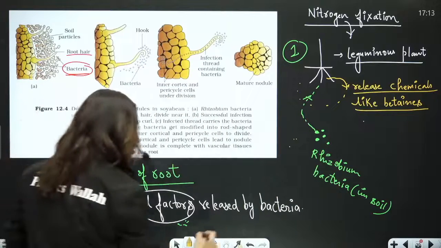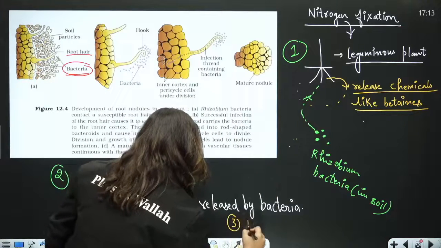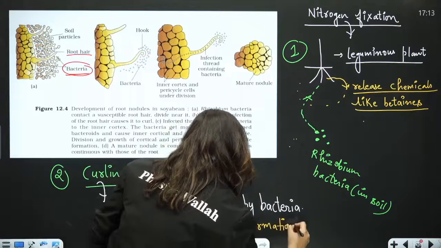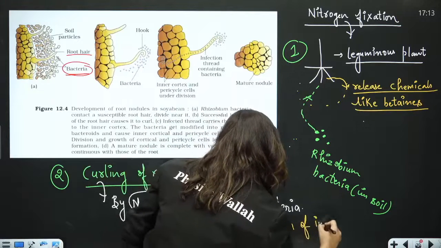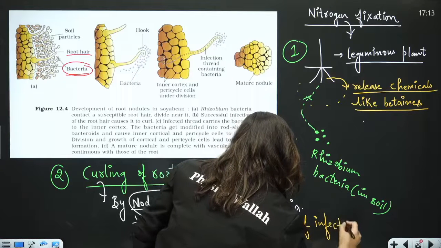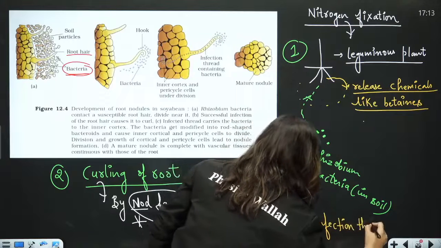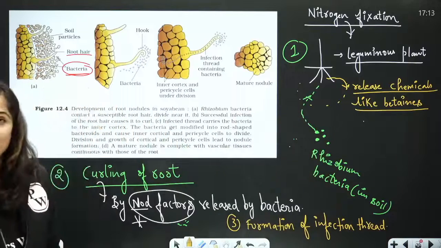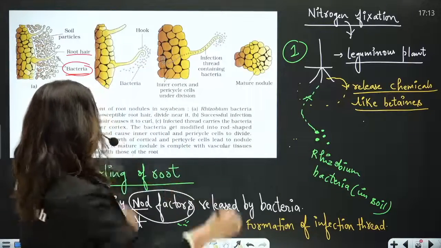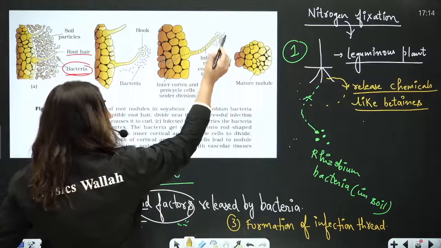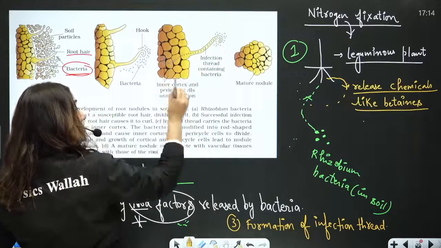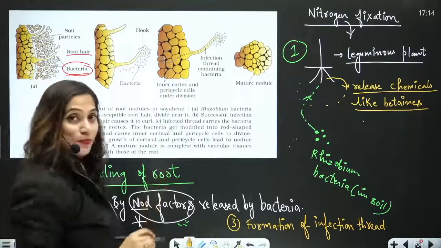Third step is formation of infection thread. Formation of infection thread, right? And with the help of this infection thread, the bacteria reaches the cortical cells of the root.